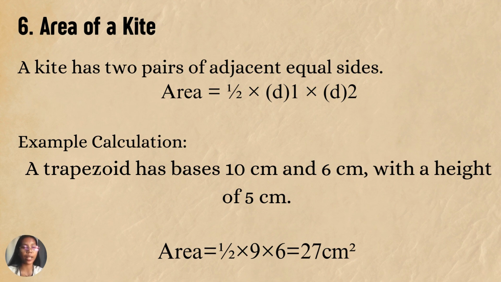Now the last one is the kite. A kite has two pairs of adjacent equal sides. The area of this is one half times diagonal 1 times diagonal 2. Look at that example. One half times 9 times 6 is equal to 27 square centimeters.